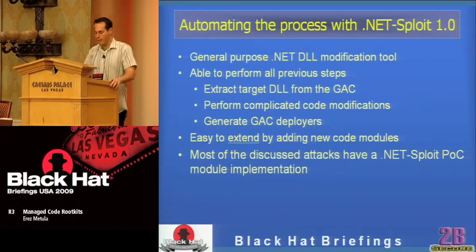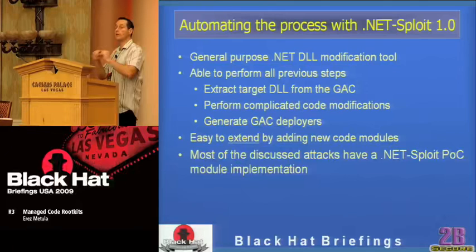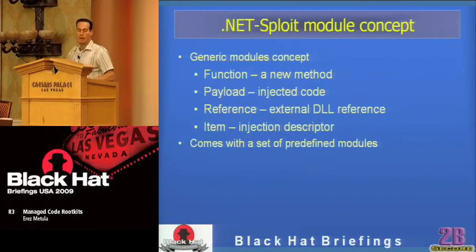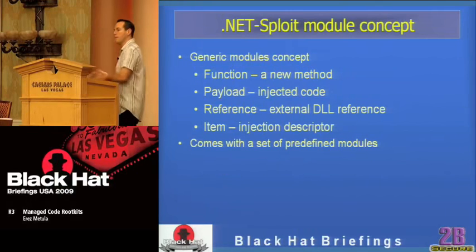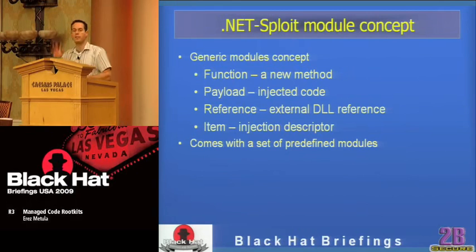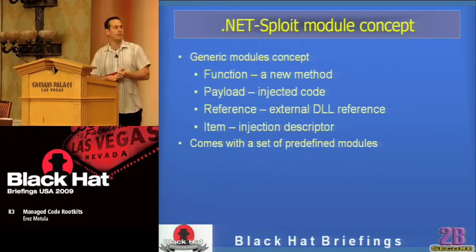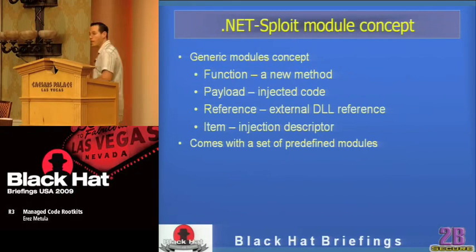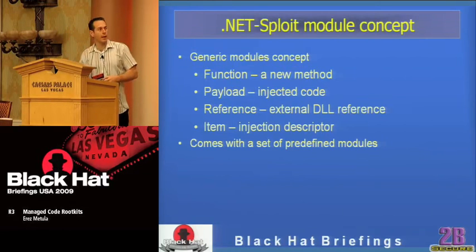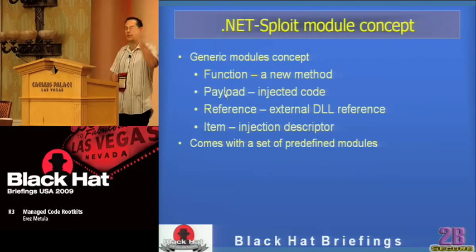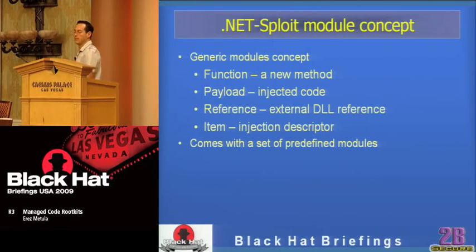And well, basically what I did is that I implemented most of the things that we talked about today as Net-Sploit modules, so you can use them. Well, the Net-Sploit modules are a generic concept that separates the development of modification into basically 4 stages. Well, one stage, this is the function, so you can write general purpose function. It does not specify when it will be used. This is just a general purpose function, a method. You can develop a payload. This is the injected code that will be injected into some specific DLL.